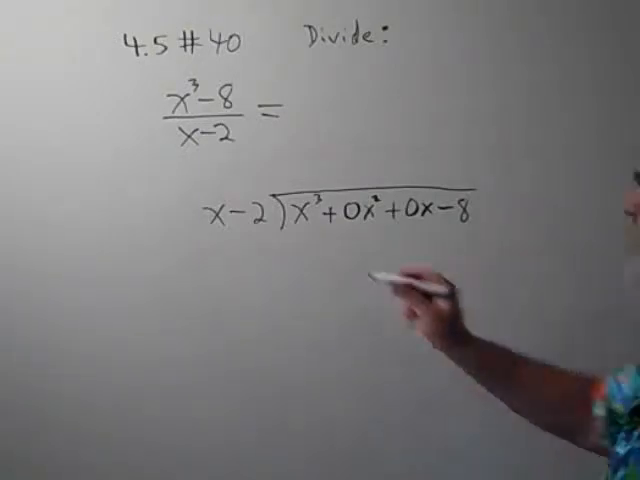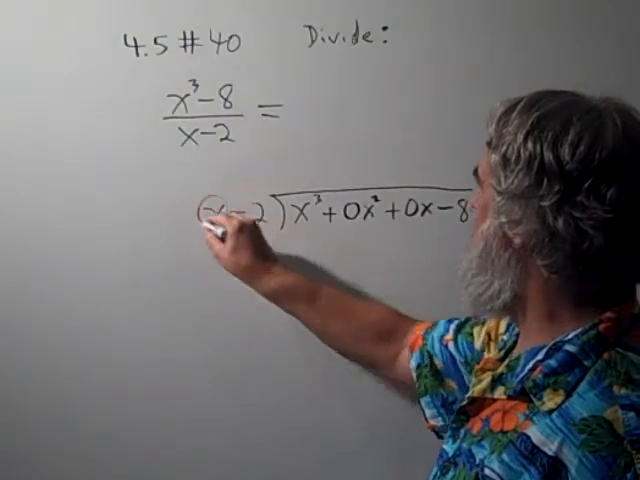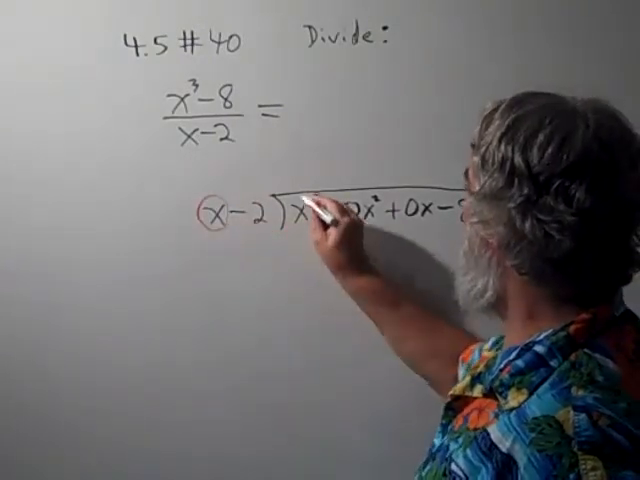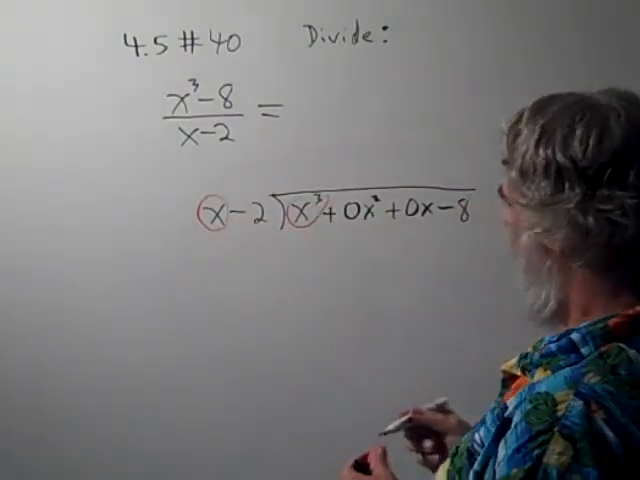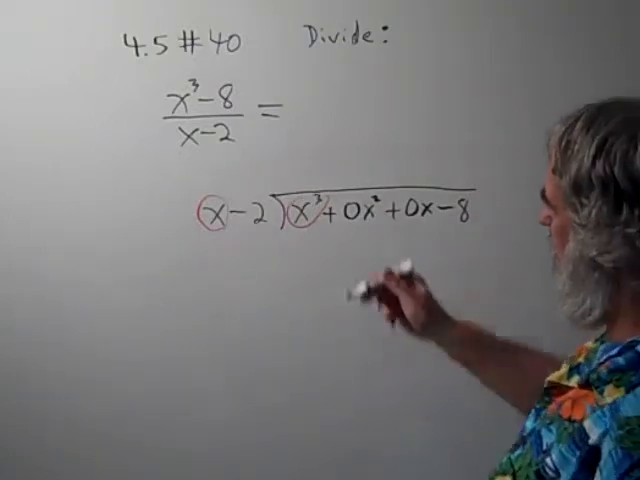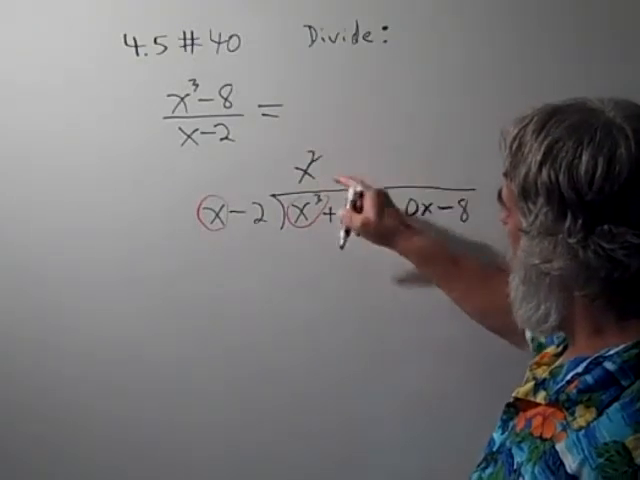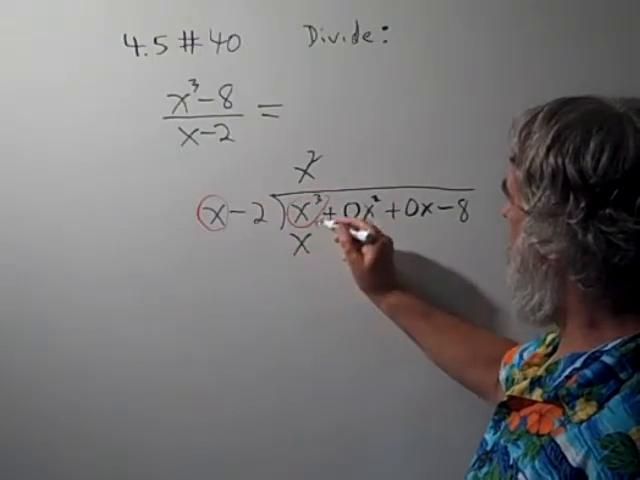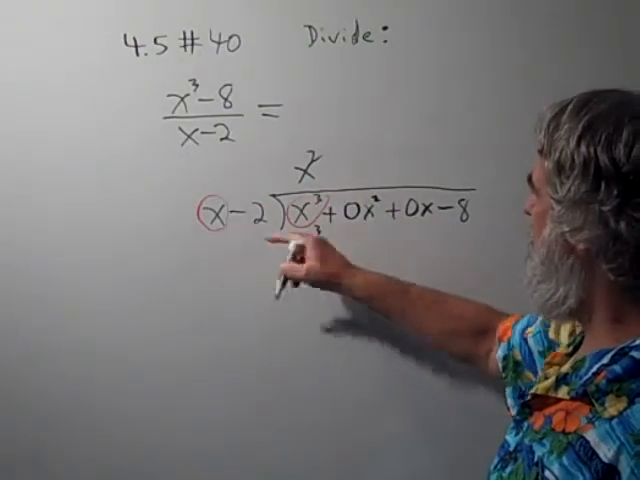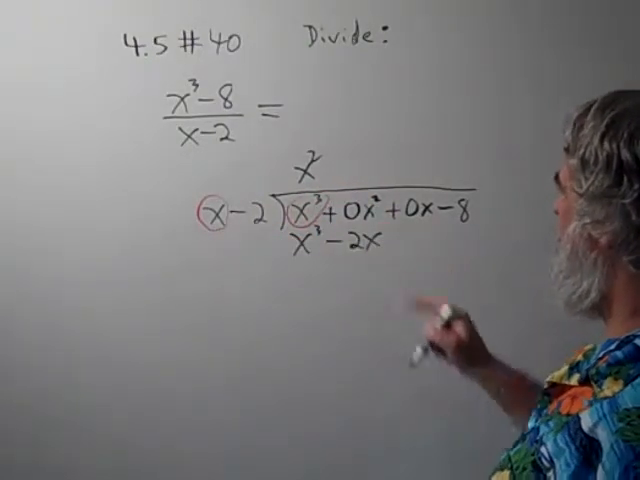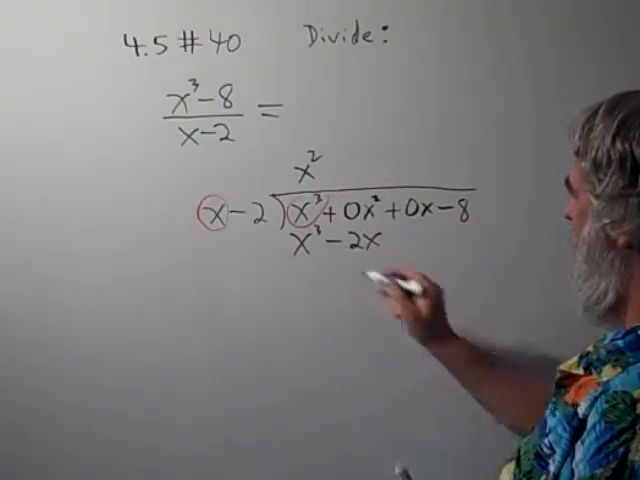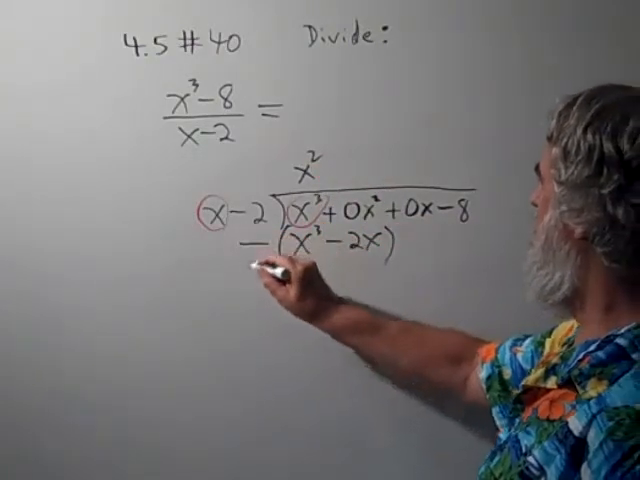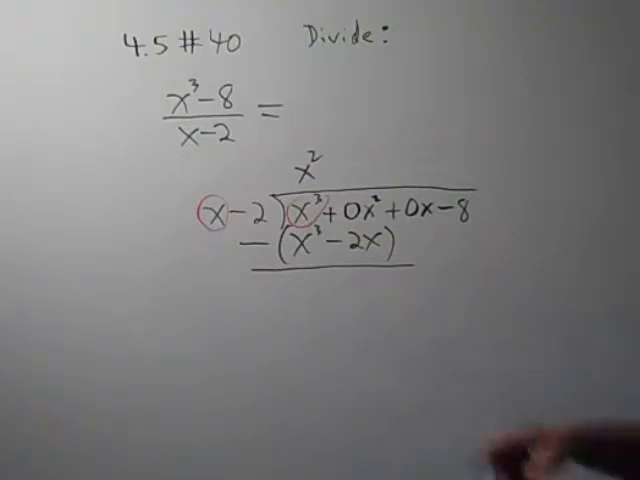So now we start off seeing how many times does x here divide into x to the third power. Well, x goes into x to the third power, x cubed here, x squared times. And x squared times x is x cubed. X squared times negative 2 is negative 2x. And then we subtract. See, we needed the 0x squared up here.